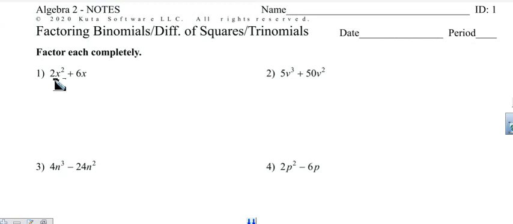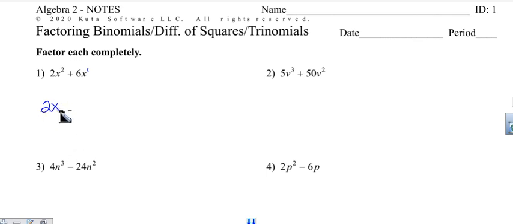So in number 1, I first am going to look at the numbers, 2 and 6. What is the largest number that can divide into both 2 and 6? 2. When it comes to variables, sometimes people get confused about what the largest that can divide into both of them is. If you have an x squared and you have an x, if you will look at their exponents, you're going to choose the smallest exponent out of the terms. That's what they have in common.